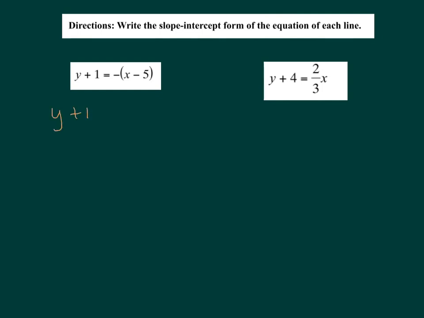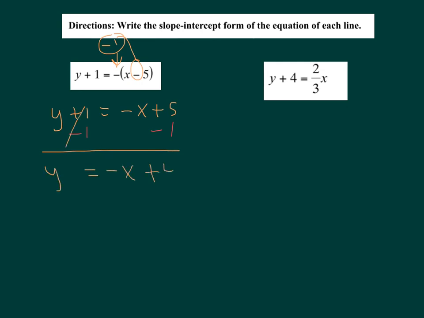Y plus 1, and then who are we distributing here? That's a negative 1. So negative 1 times a positive x is a negative x, and a negative 1 times a negative 5 is a positive 5. Okay, subtract a 1, subtract a 1. And as we clean this up, we get y is equal to negative x plus 4. The difference of 5 and 1 is 4, and that difference is positive because there's more positives.